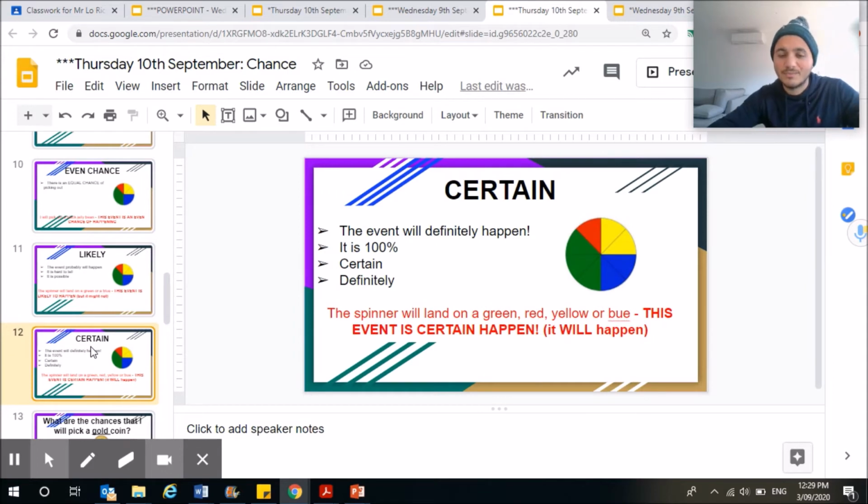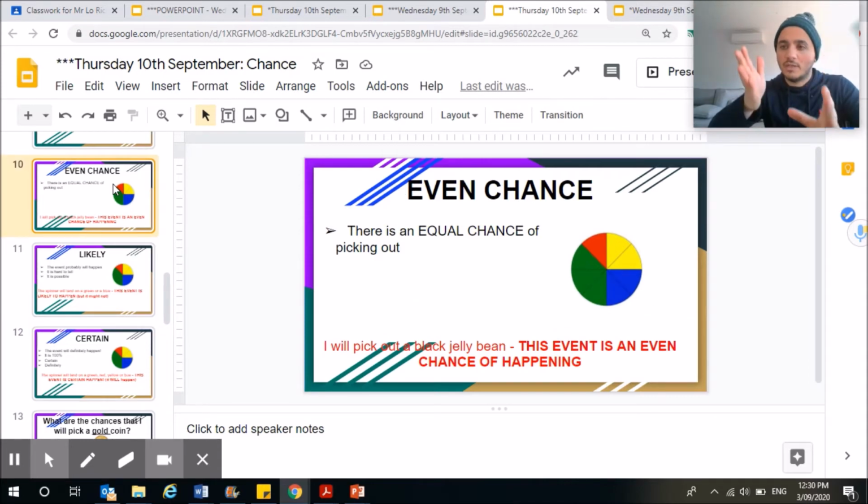Something that's certain: the spinner will land on a green, red, yellow, or blue. That is certain. It will happen because that's all the colors. If you spin it, it will land on one of them. So that is certain. Even chance is when you've got two different outcomes. Okay, so if half of the spinner was green and the other half was blue, then it's an even chance. It could land on green, could land on blue. Nothing is more likely than the other.